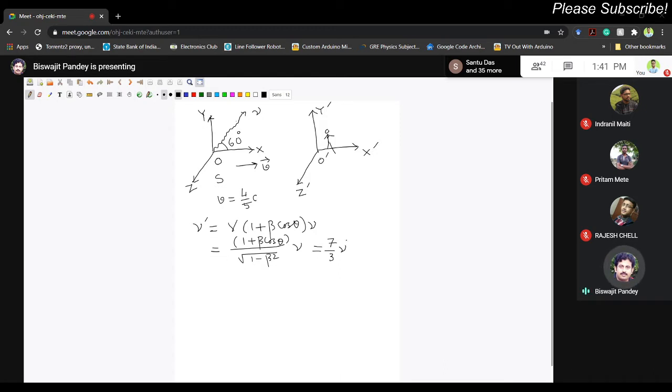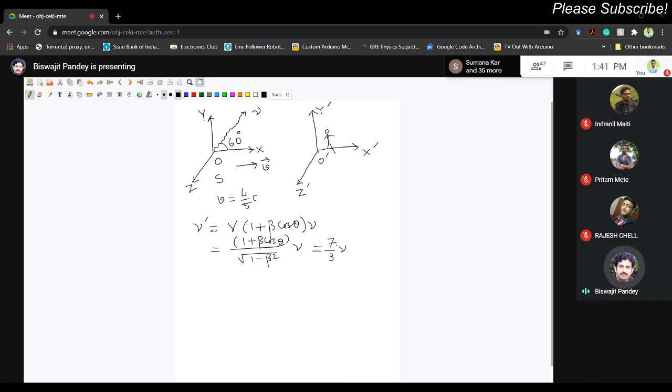We can see that the frequency is increasing, right? Clearly, since the source is moving towards the observer, the frequency of the electromagnetic wave will be higher. This is called blue shift. It's not red shift, right? Frequency is increasing. 7 by 3 is a number greater than 1, of course. It will be 2 point something. So the frequency is more than double as compared to the frequency in the rest frame of the electromagnetic wave.